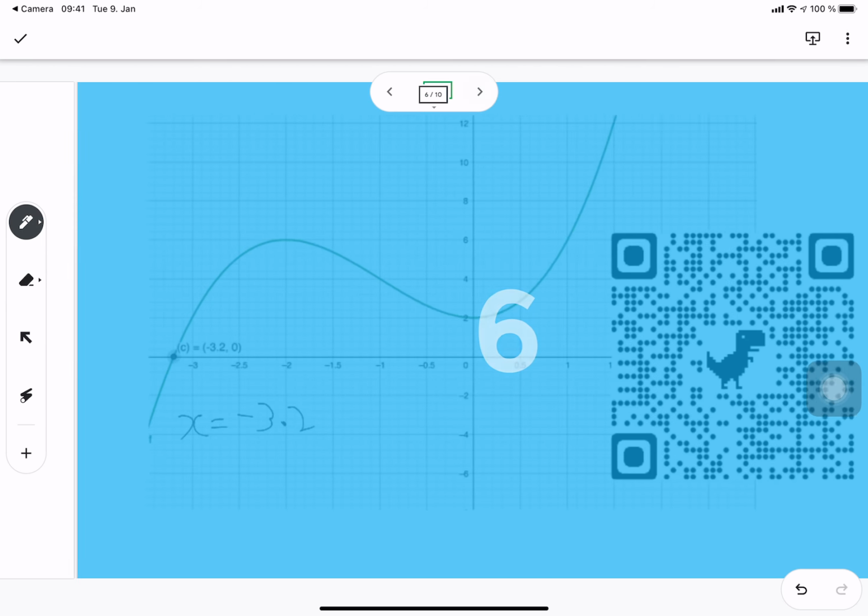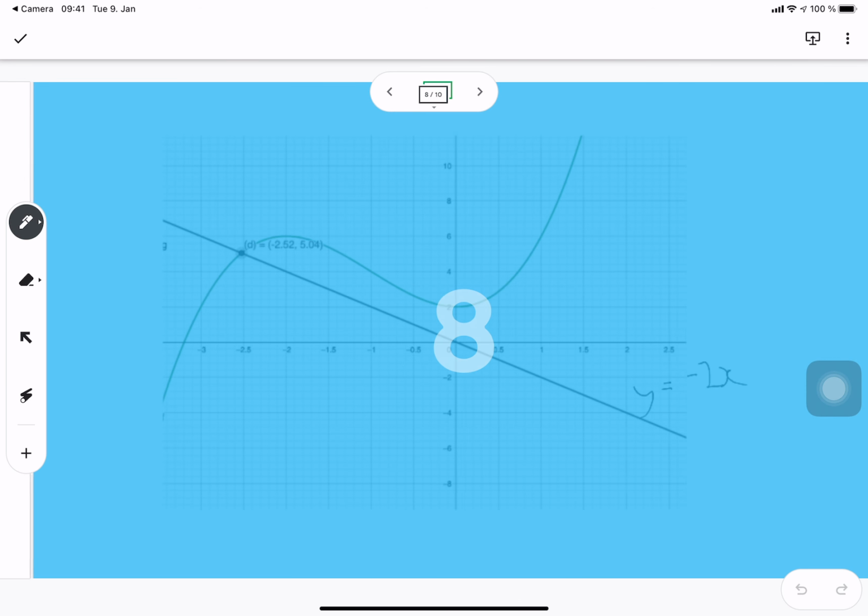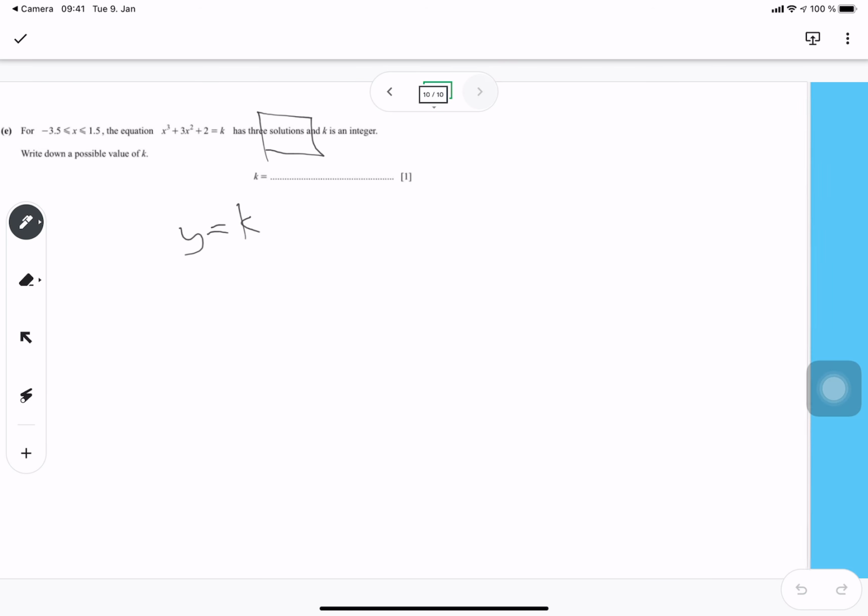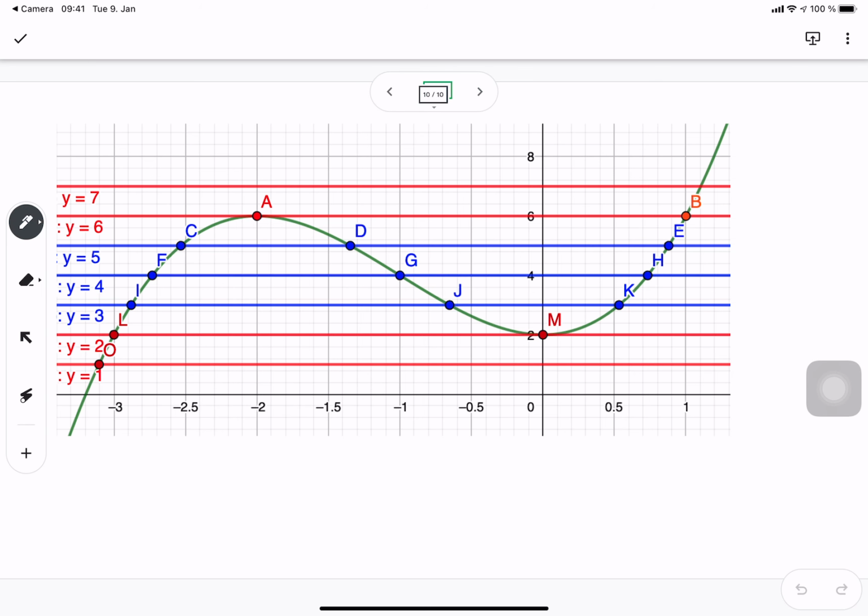So if I go straight to my GeoGebra, it makes much more sense. I started at the top and I drew the line y equals 7. Well, that's red because it has 1 intersection, but we need 3. So k can't be equal to 7, doesn't work. And obviously if I go up, it's not going to have any more. The next one down, I chose y equals 6. Well, that's got intersections A and B, that's only got 2, so it can't be that.